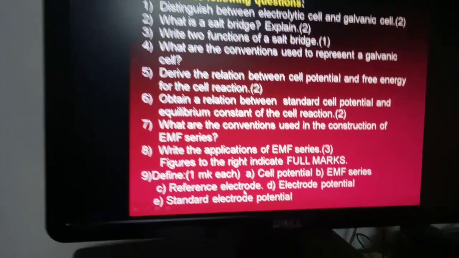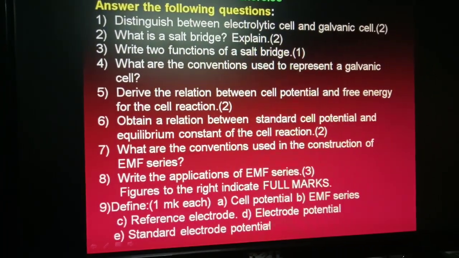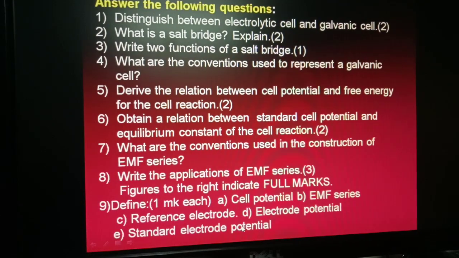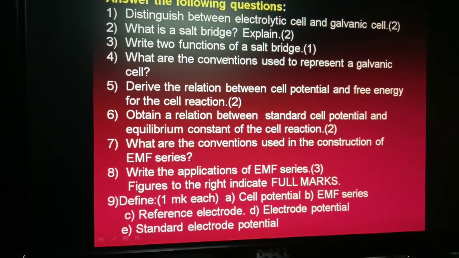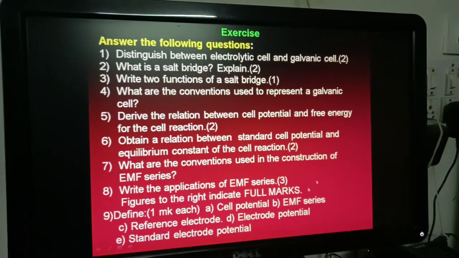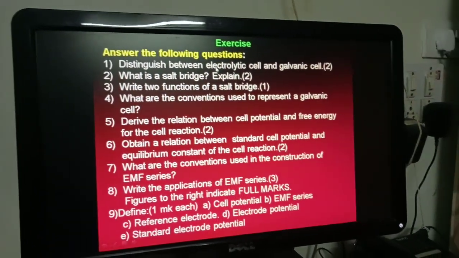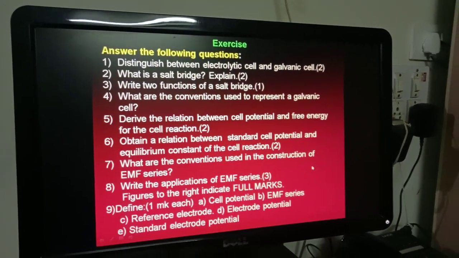Define, 1 mark each. First is cell potential. Second, EMF series. Third, reference electrode. Fourth, electrode potential. And the last one, standard electrode potential. Solve these questions referring to the notes which have been put forth in the video lecture in your notebooks.